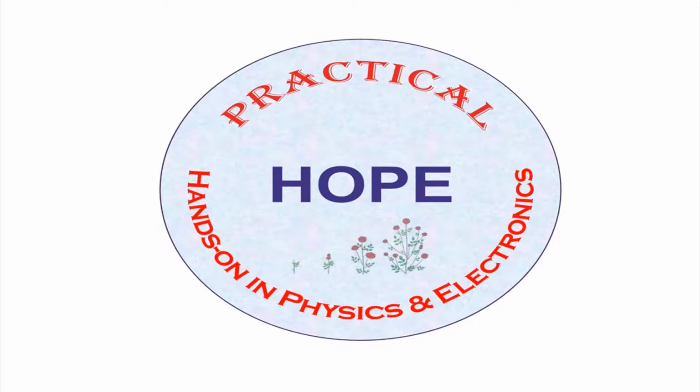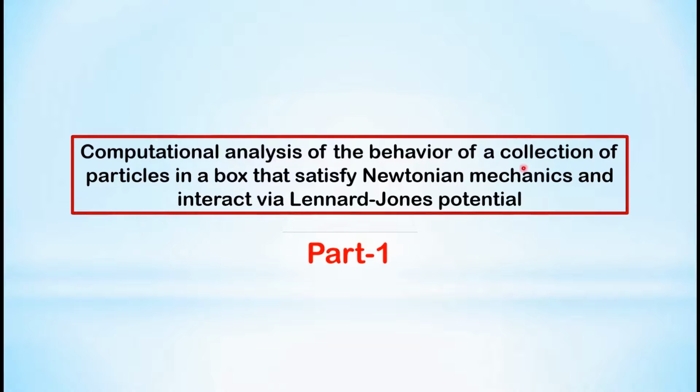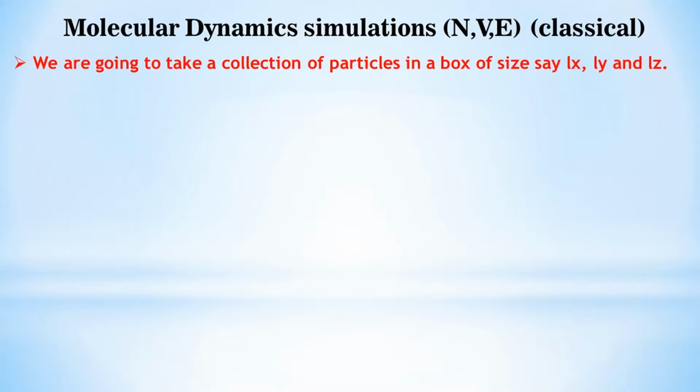In this video, we are going to do computational analysis of the behavior of a collection of particles in a box that satisfy Newtonian mechanics and interact via Lennard Jones Potential. We are going to take a system with a fixed number of particles, fixed volume and fixed total energy. We are going to do classical molecular dynamics simulations. So we are going to take a collection of particles in a box of size say Lx, Ly and Lz.